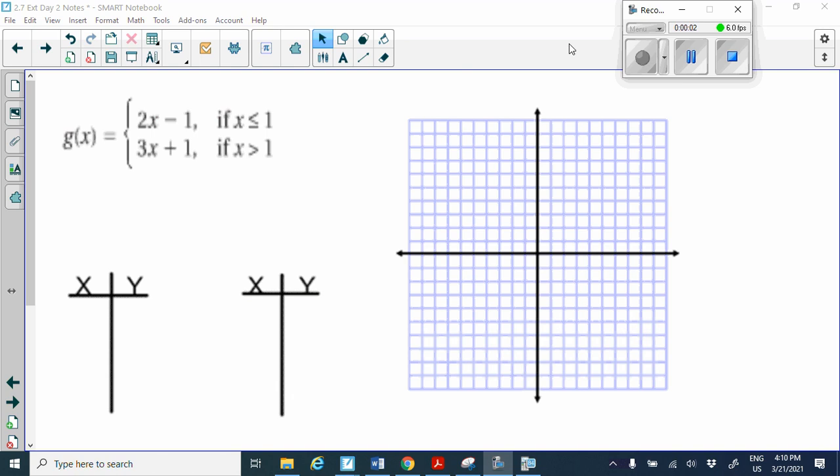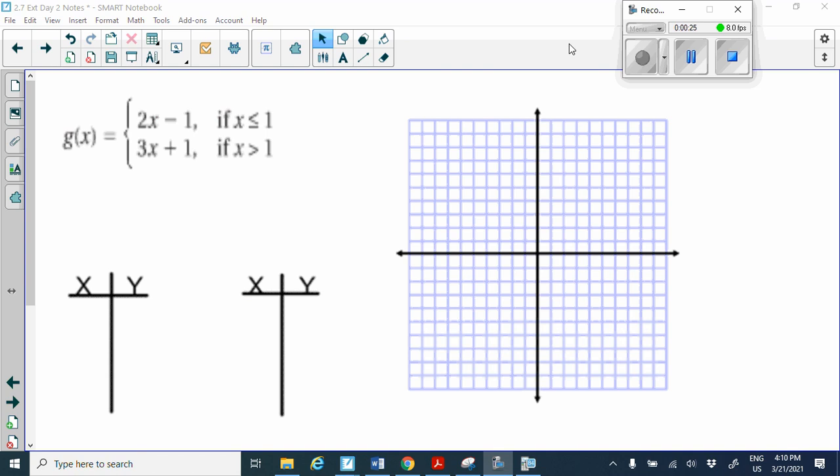Hey guys, so here's part 2 of the 2.7 Extension Day 2 notes. We're going to be talking about how to graph piecewise functions. Now, just like when we graphed linear with those restrictions on our 2.7 Extension Day 1, we used XY tables. We're going to do the same thing. So basically, the number of equations you have, that's the number of XY tables you should have, okay?